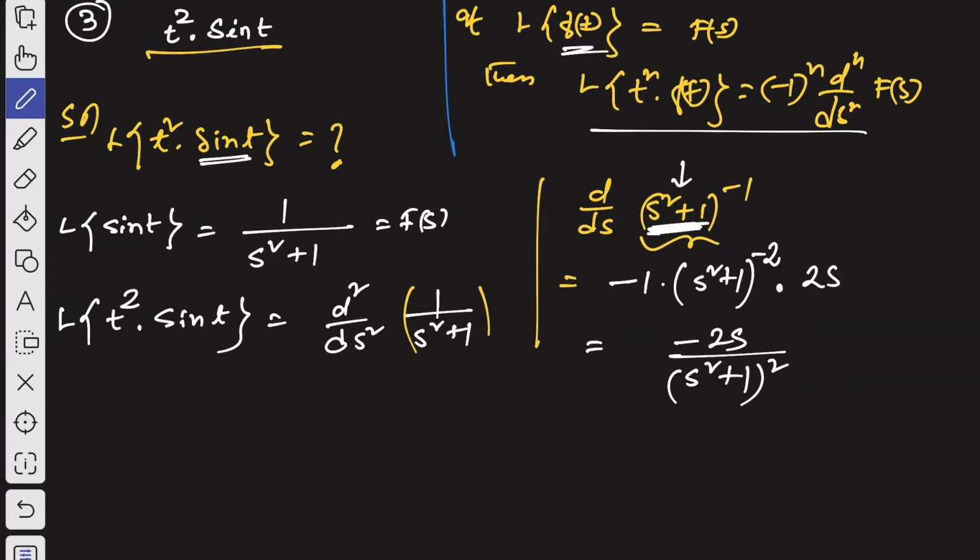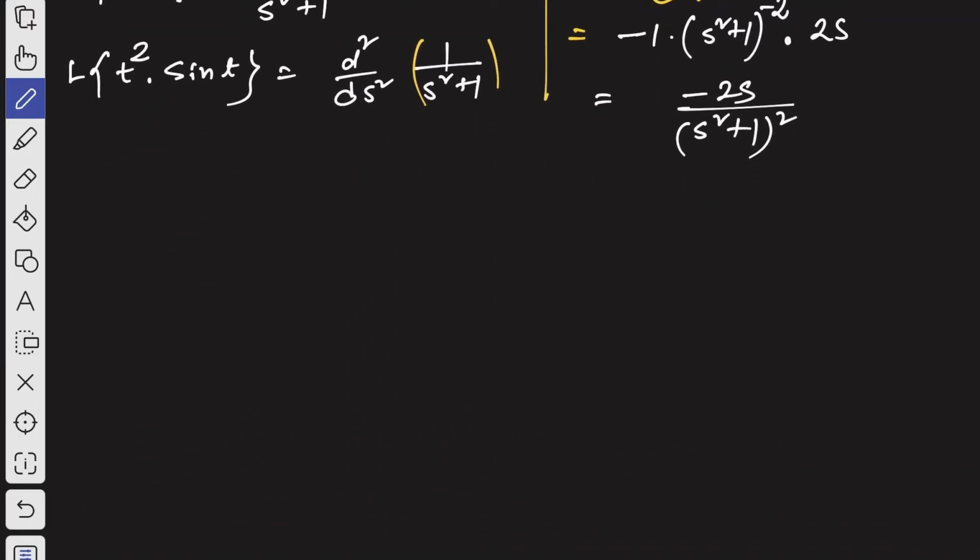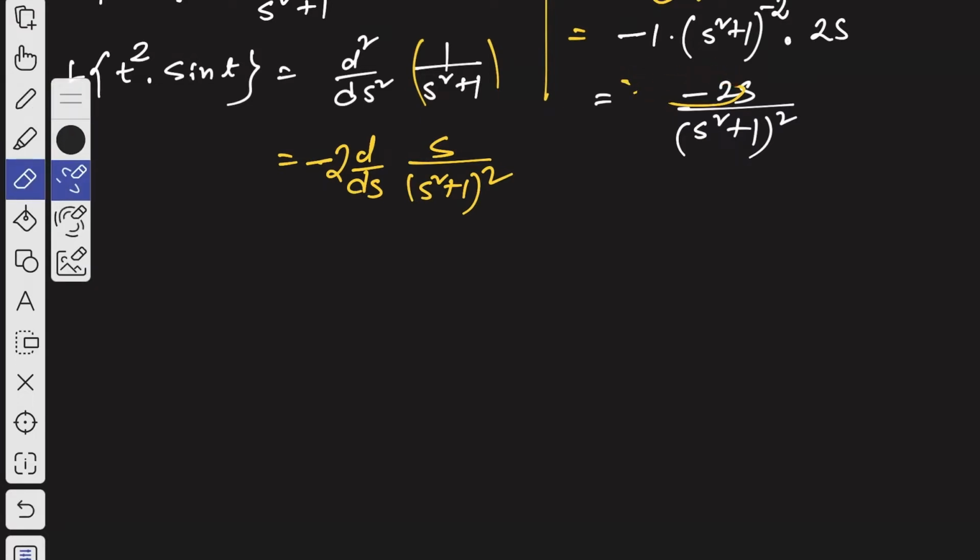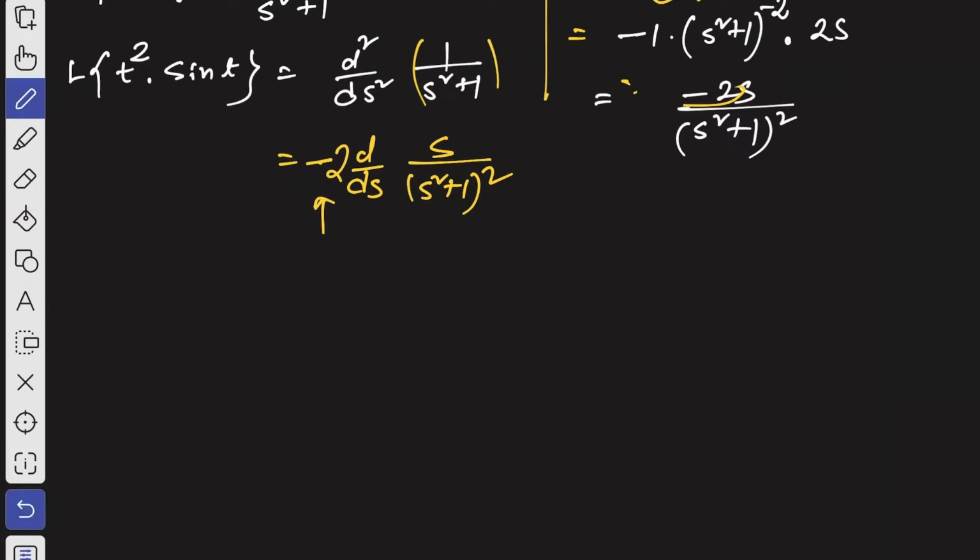So here you see, let me scroll down the page. We have differentiated once, so this minus 2 can be written outside. Now only the first order derivative is left here: minus 2 times s by (s square plus 1) whole square. We have written this minus 2 outside the derivative.